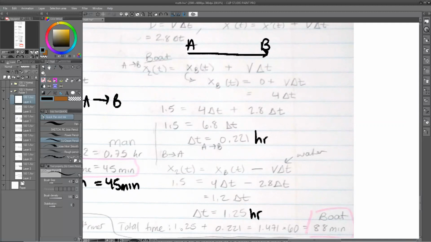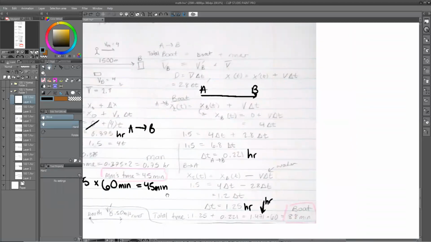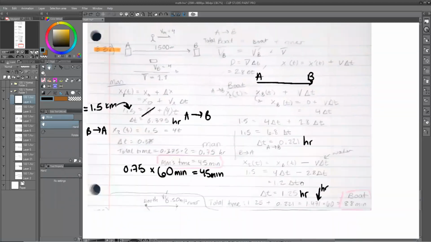So the total time of the boat is 1.25 plus 0.221. It's 1.471 hours, but I want it in minutes. So let's do times 60. So the boat takes way longer because it's dealing with the hindrance of the water, and it's going to take 88 minutes to travel the same distance that the man did. So the final answer is that the guy is going to take 45 minutes and the boat is going to take 88 minutes.